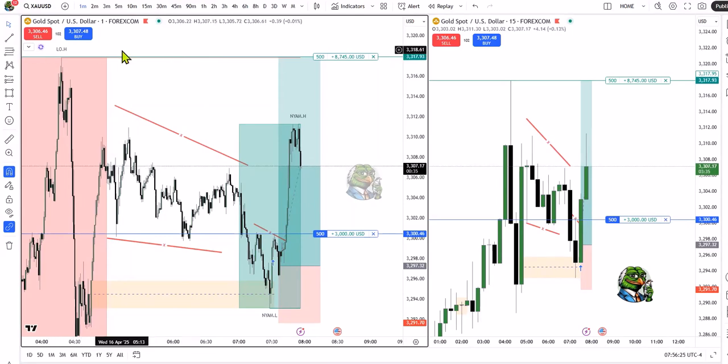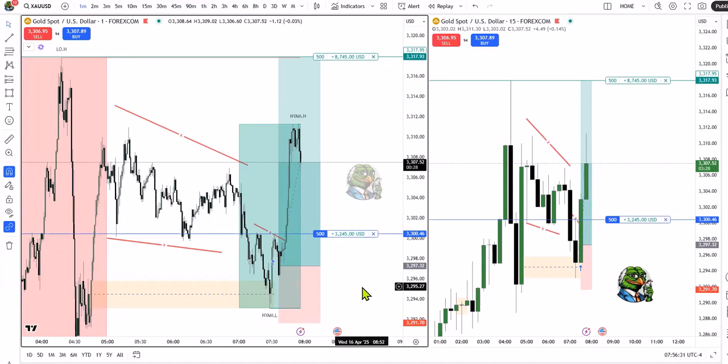You don't have to wait for the ultimate target because you don't know if you're going to get that or not. So if you can consistently generate 50, 60, 70, 80, even 100 pips on a daily basis by identifying the key levels, right?